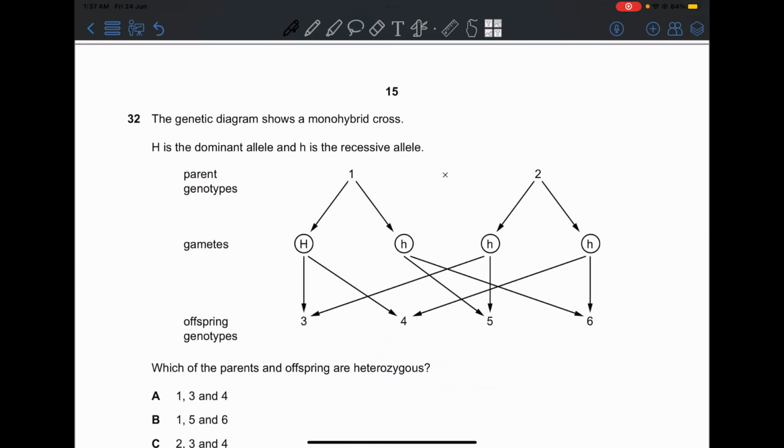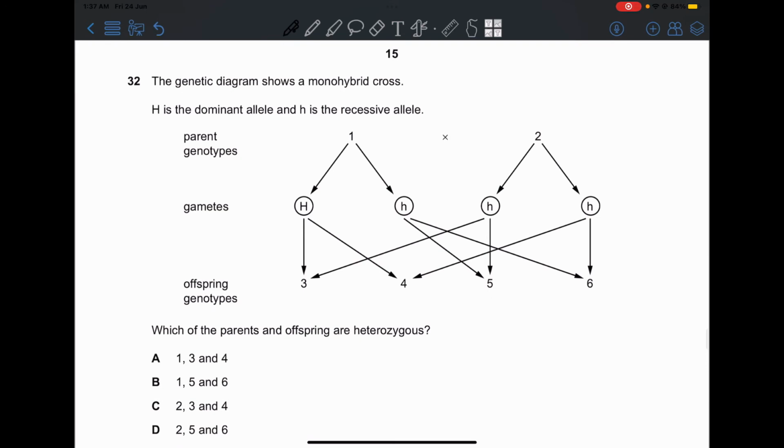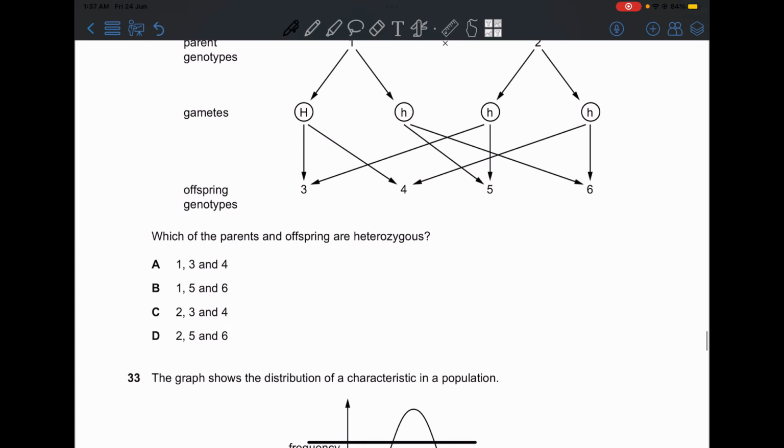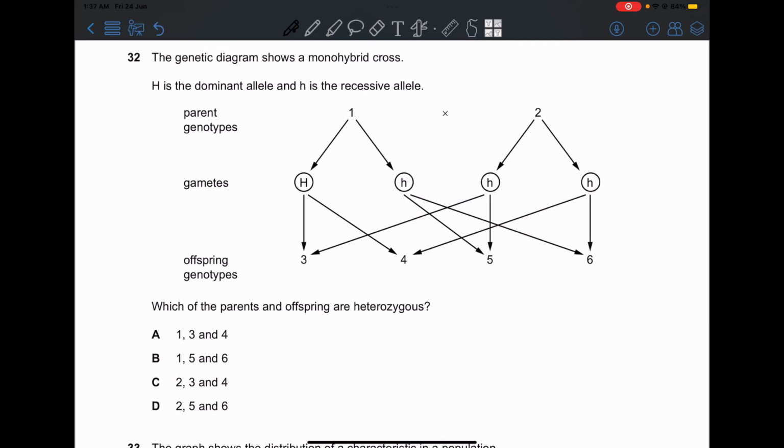32, the genetic diagram shows a monohybrid cross. H is the dominant allele and lowercase h is the recessive allele. Which of the parents of the offspring are heterozygous? Now let's see. Now over here, number 1, it was parent genotypes. They had H, and this is H, and this is going to be h recessive. This is going to be heterozygous.